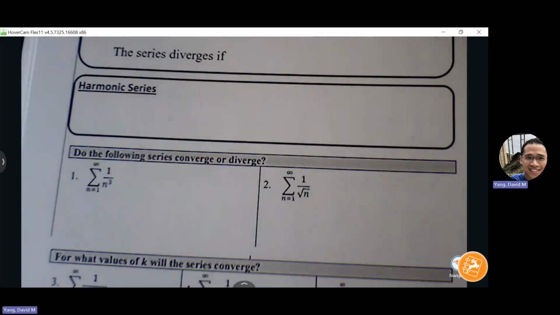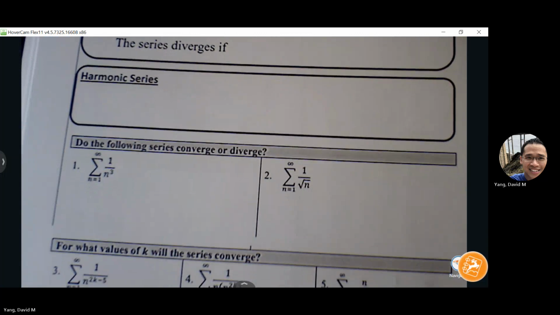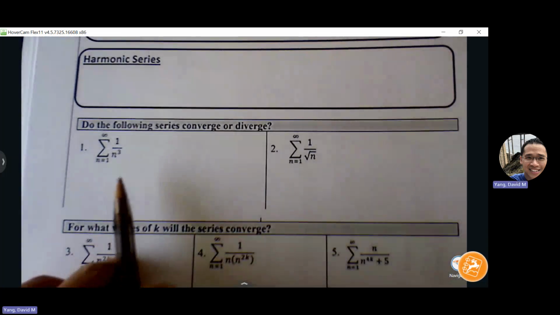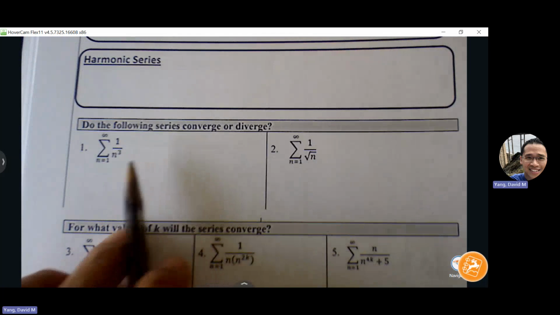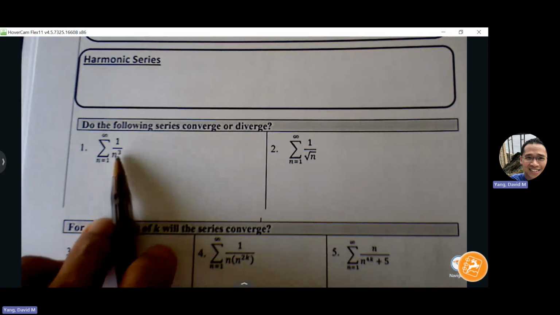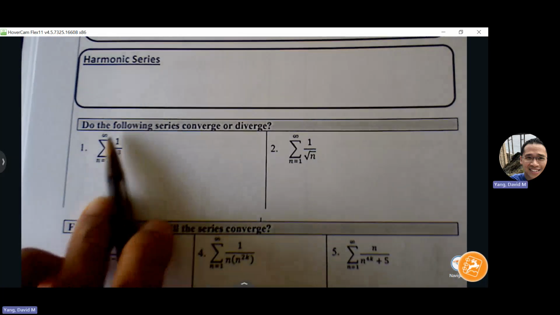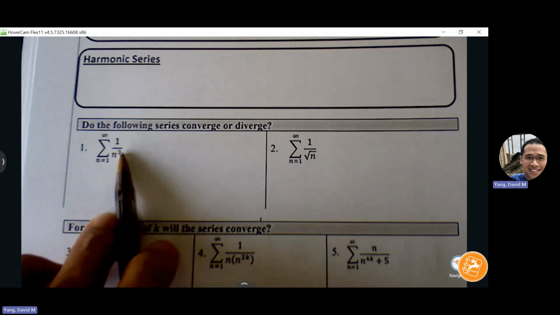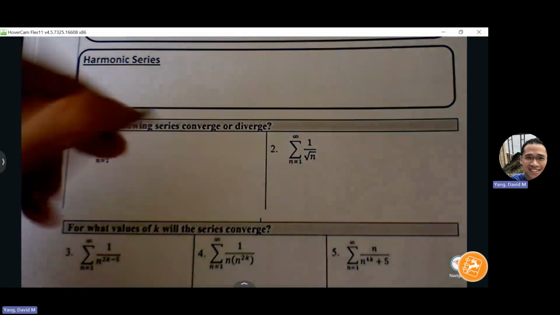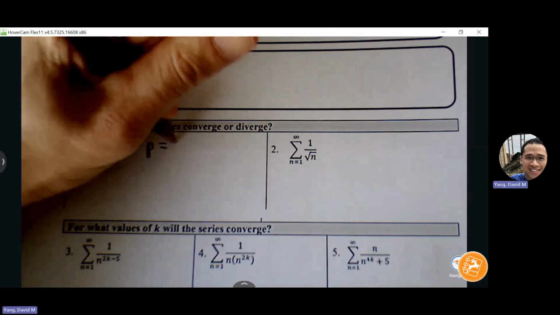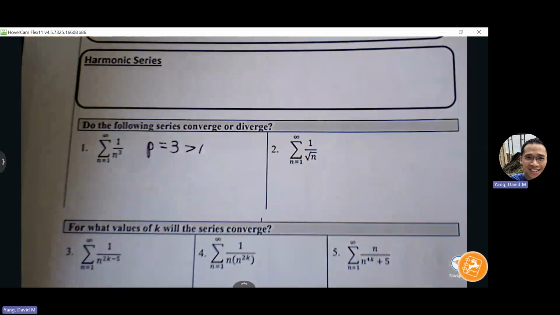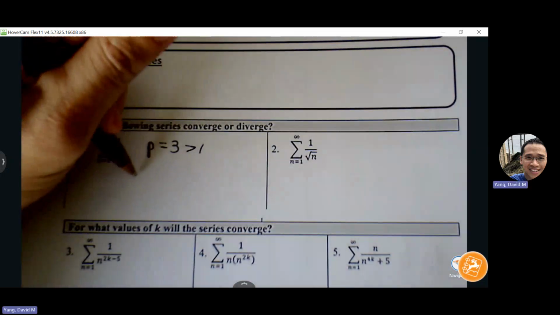Okay, let's look at number 1. Do the following series converge or diverge? I have 1 over n cubed. Looks like this falls nicely into that P series. I have a variable raised to a constant. My P value is what? 3. 3 is greater than 1. Therefore, what? Converges.